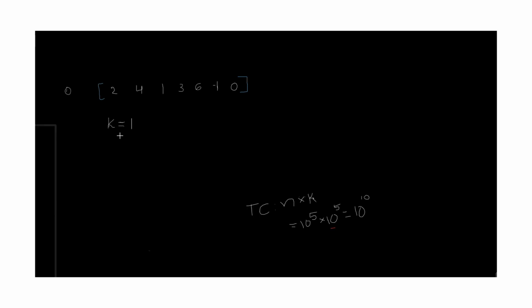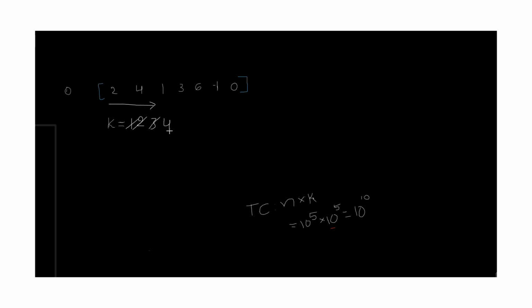So I will check whether 1 is available in this nums array or not. If it is available, now I will increment k to 2. Now I will again check whether 2 is available. Yes, it is available. Now I will increment to 3. Now I will again check whether 3 is available. Yes, it is available. So you can increment k by 1.